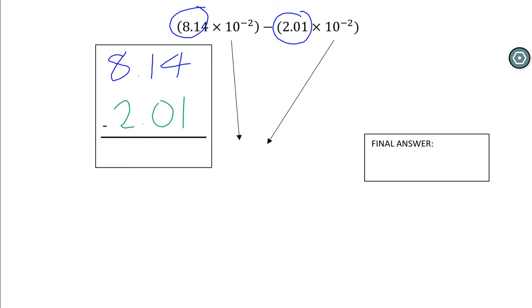Okay, so 4 minus 1 is 3. 1 minus 0 is 1. Bring down the decimal. 8 minus 2 is 6. Then, just as I said before, we're going to bring down our power of 10. So times 10 to the power of -2. There you go. So, now I'm going to rewrite this. So 6.13 times 10 to the power of -2.